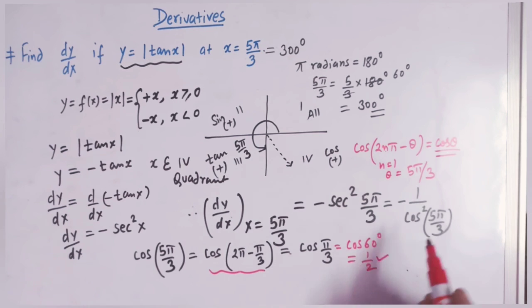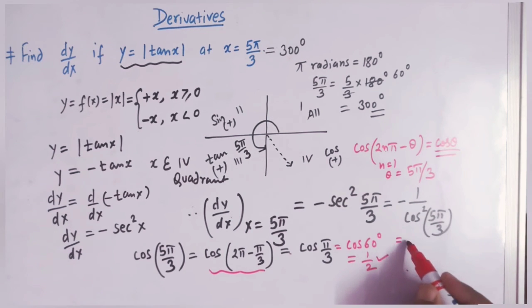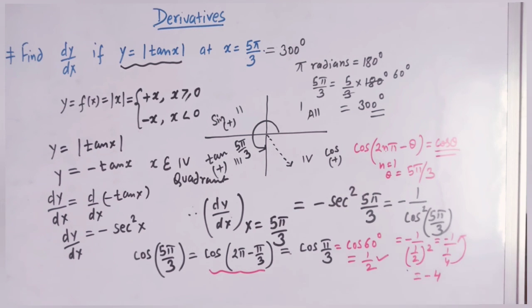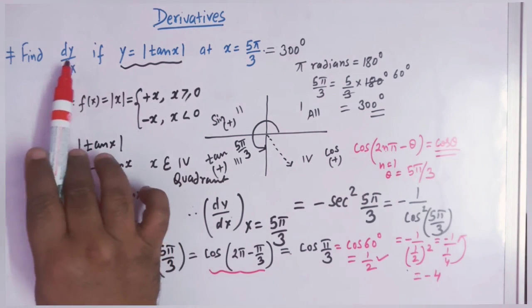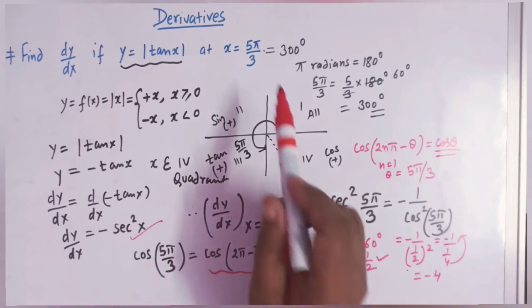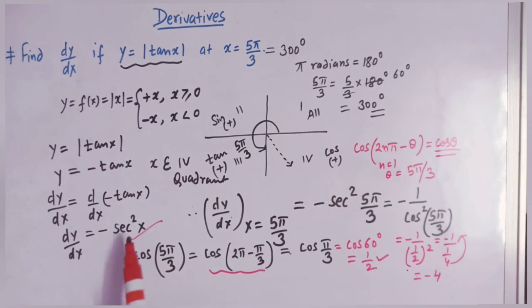So we can substitute it over here. We have minus 1 over (1/2) squared. If we simplify it, we get minus 1 over 1/4, that is equal to minus 4. So the derivative of y = |tan x| is equal to −sec²x, and at x = 5π/3, we have dy/dx equal to −4.